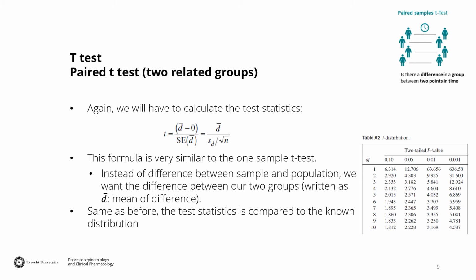Same as before, the test statistic that we calculate is compared to a known distribution. Again, because this is a t-test, we compare to the t distribution, and we still have the degrees of freedom in the first column and then the p-values in the following columns. This p-value that we find is what we base our statistical significance on.